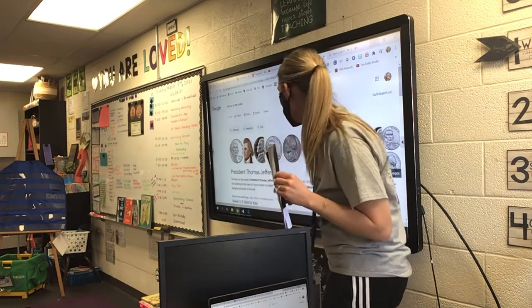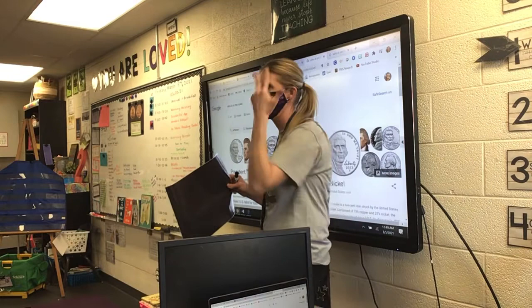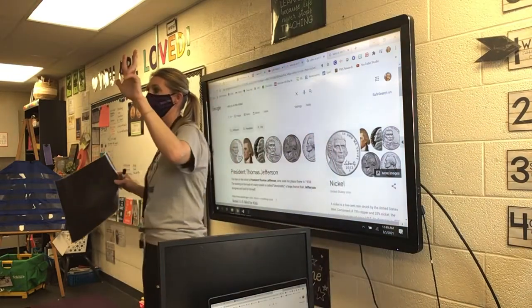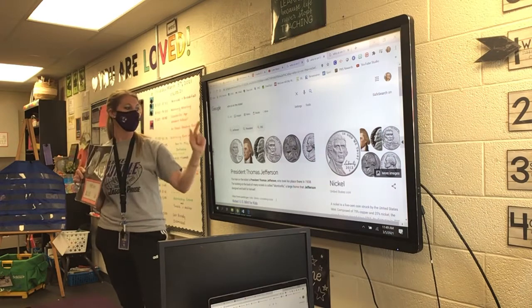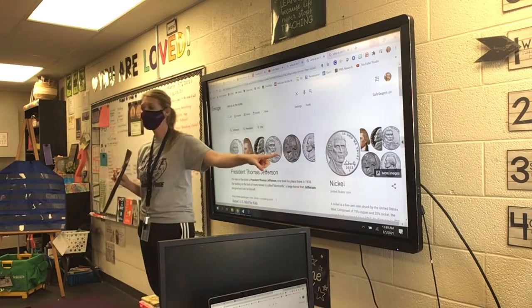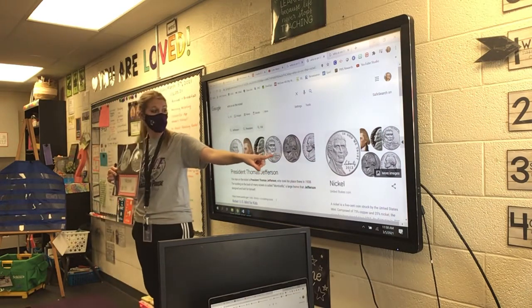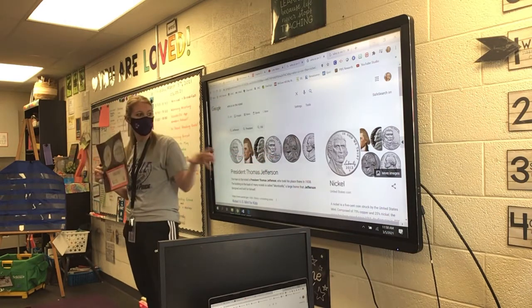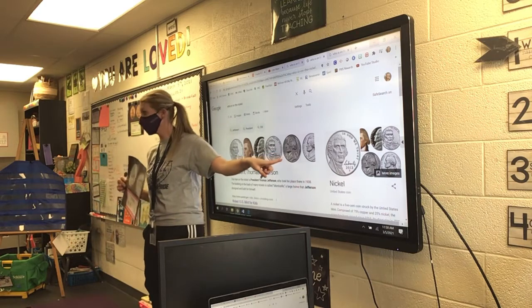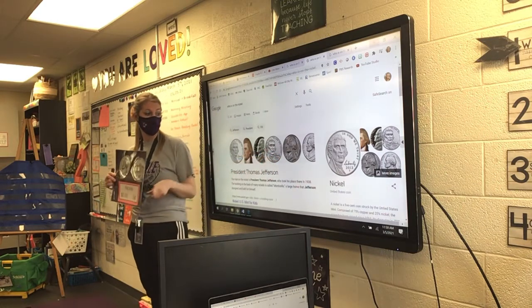What number was he? George Washington, John Adams, Thomas Jefferson. Number 3. He was our 3rd president. So good question. He was president number 3. Also, you noticed this is what the older coins look like, but they do have some newer ones. They designed it to update it. So you might see a nickel look like this. You might also see it look like that.